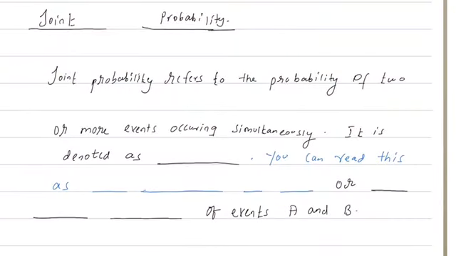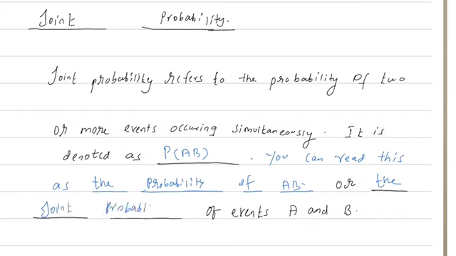Joint probability refers to the probability of two or more events occurring simultaneously. It can be denoted as P(AB). You can read this as the probability of events A and B. Okay, let me write it down for you. You can read this as the probability of AB, or the joint probability of events A and B.